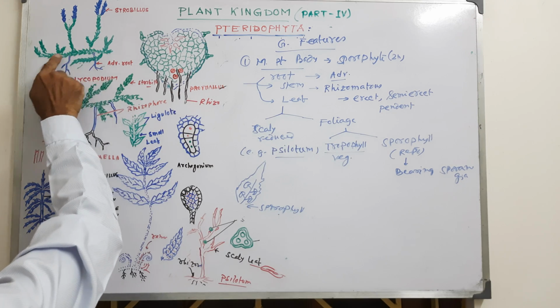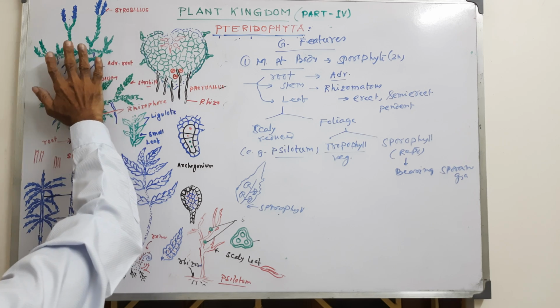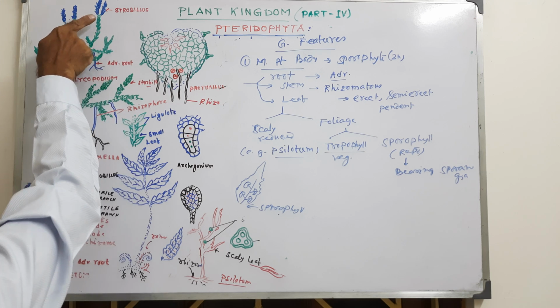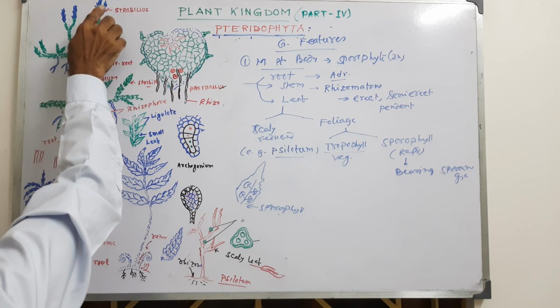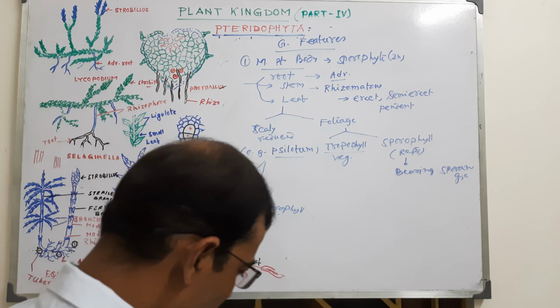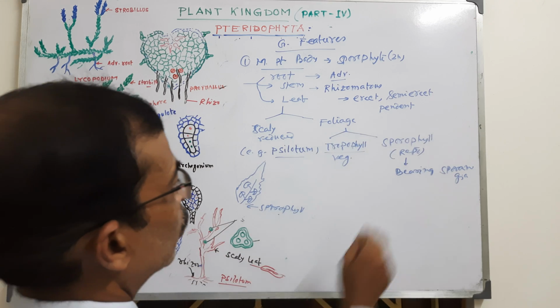Okay, this is the trophophyll, which from the very beginning up to the end of the life persists in this way and performs vegetative functions. But the special leaf, look here, this is the strobilus, and this strobilus consists of sporophylls. And this is the sporophyll.